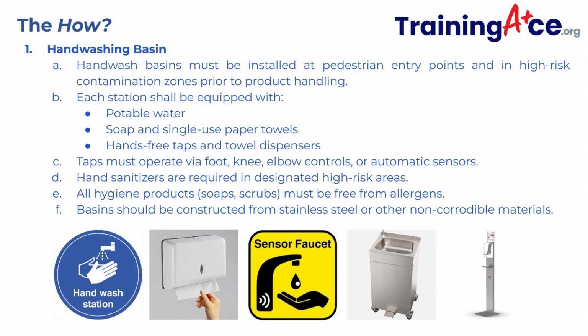Now that we know what's needed, let's explore how to set it up effectively. Hand washing stations should be placed strategically and equipped with hands-free taps, whether sensor, foot, knee, or elbow operated. Touchless soap and towel dispensers and stainless steel construction help maintain sanitation and durability.